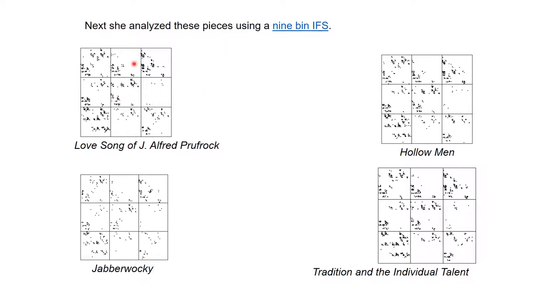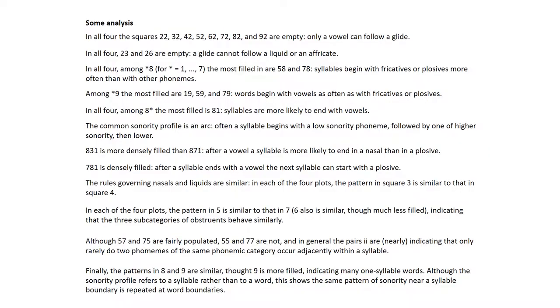Which squares are forbidden, which are not, those things one can always see, how these things are designed. So I'll read a couple of them. In all four, the squares 2,2, 3,2, 4,2, 5,2, 6,2, 7,2, 8,2, and 9,2 were empty. That, again, is the same rule. Only a vowel can follow a glide. In all four, 2,3 and 2,6 are empty. That means a glide cannot follow a liquid or an affricate.